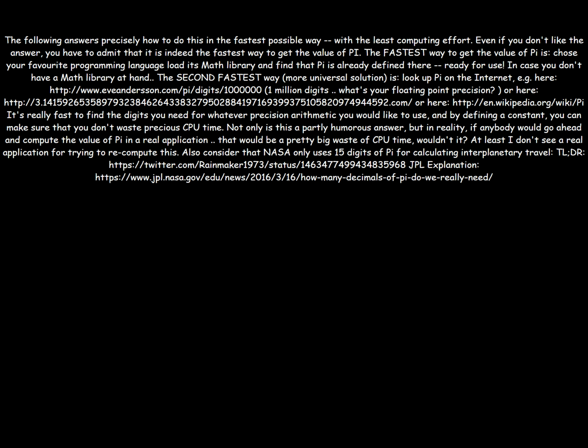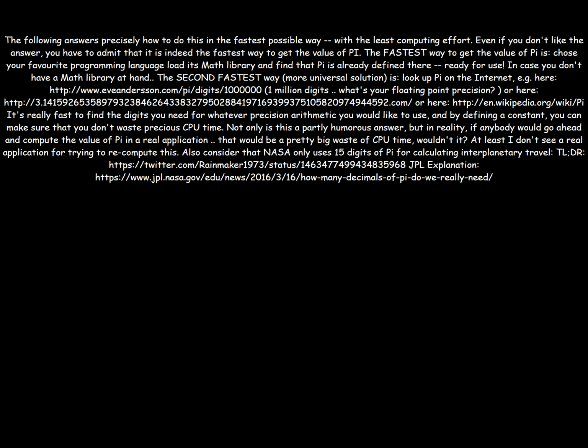And by defining a constant, you can make sure that you don't waste precious CPU time. Not only is this a partly humorous answer, but in reality, if anybody would go ahead and compute the value of pi in a real application, that would be a pretty big waste of CPU time. Wouldn't it? At least I don't see a real application for trying to recompute this. Also consider that NASA only uses 15 digits of pi for calculating interplanetary travel.